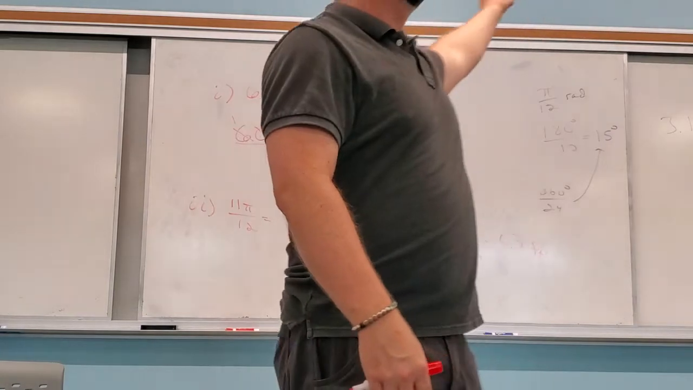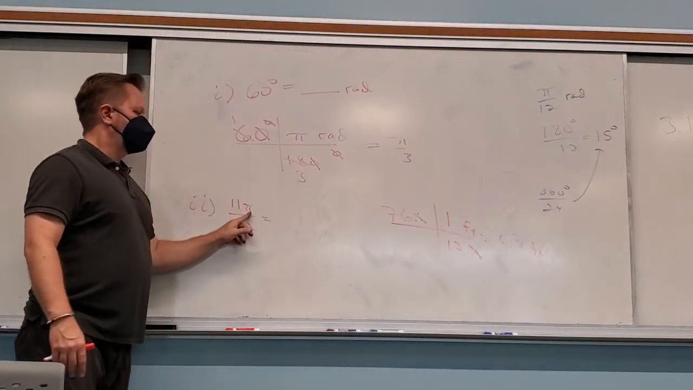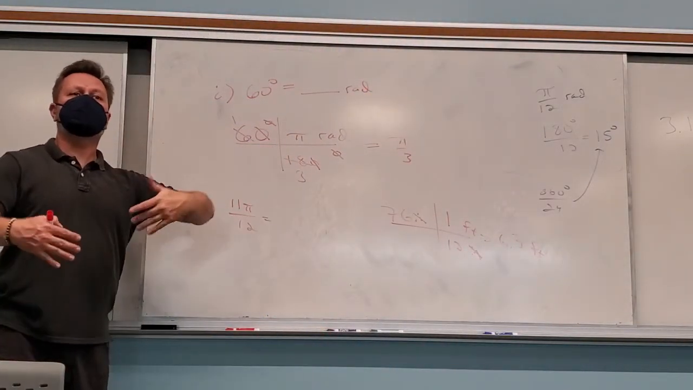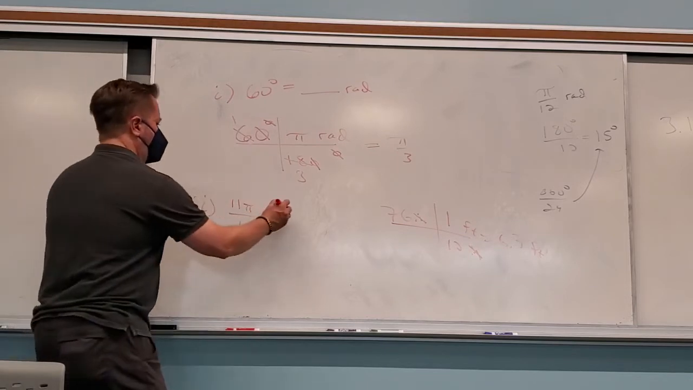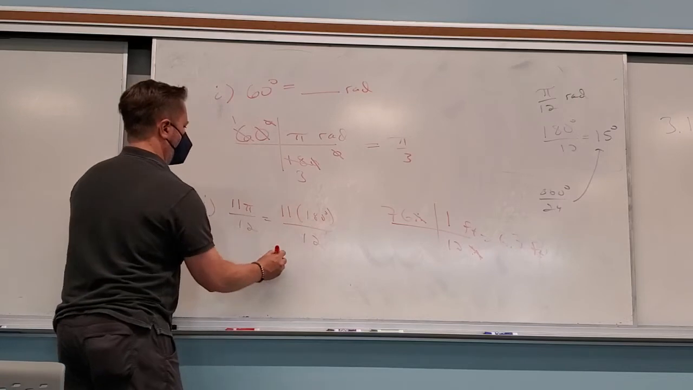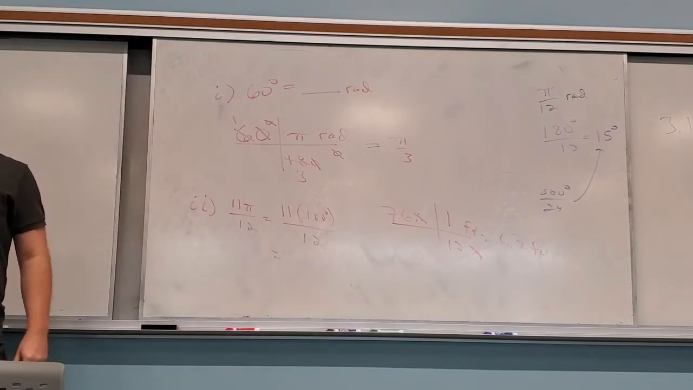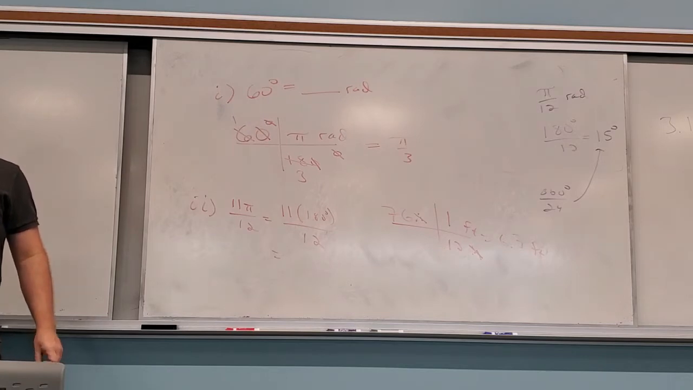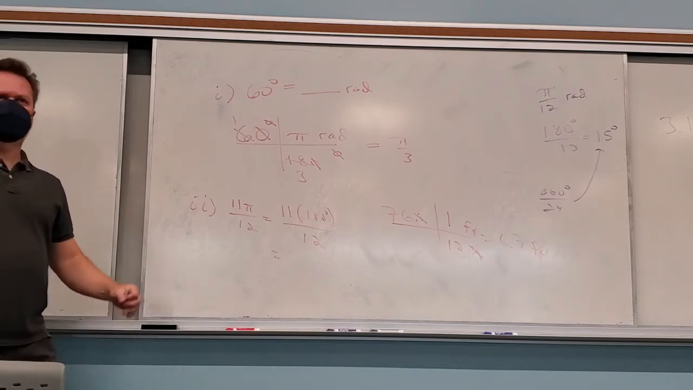Well, what is pi? Radians. How many degrees is it? 180. So I just replace it. 11 times 180 over 12, which I believe is 165. Is that right? I'm pretty sure that's it.